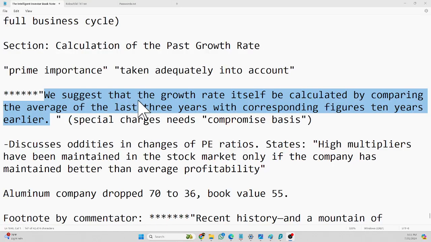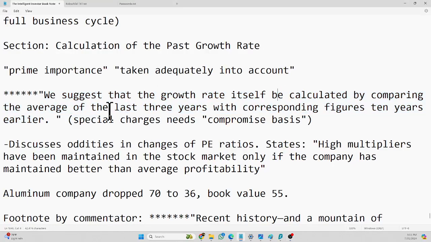I found this very interesting. I never came across this way of figuring out the growth rate from Security Analysis. I don't even see it online. I asked ChatGPT these kinds of things and it can't give me a straight answer. This is the straight answer, straight from the horse's mouth. I'm going to repeat it.